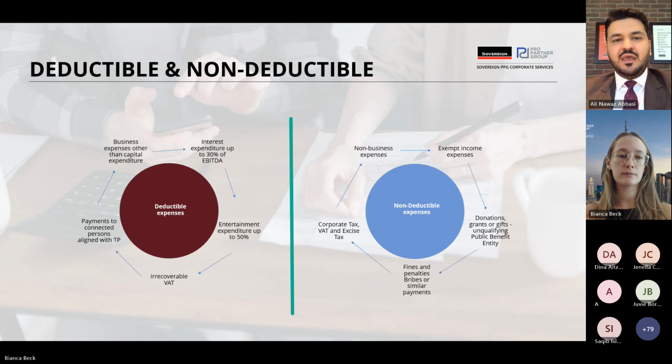Non-deductible expenses. Any non-business expense, for example, personal expenses, they are not allowed. Any expenses that are related to exempt income are not allowed. Donations are allowed only to qualifying public benefit entities that are on the list issued by the ministry. If you make donations to any other entity that is not on the list, it will not be allowed as a deductible expense. Any fines, penalties, or illicit payments like bribes are not allowed. Corporate tax, VAT, excise tax, these are not allowable expenses. Next slide, please.